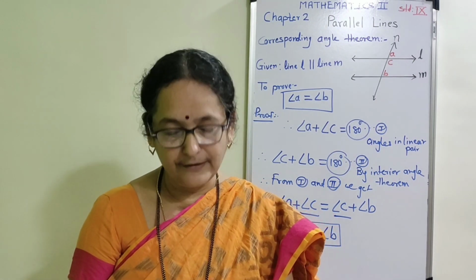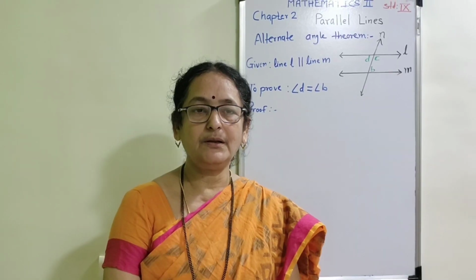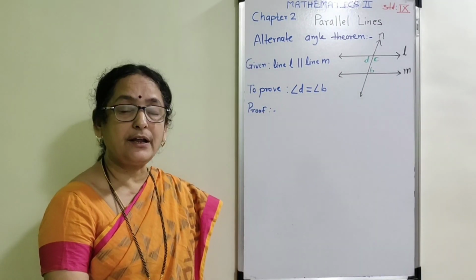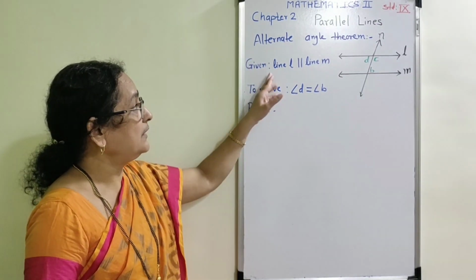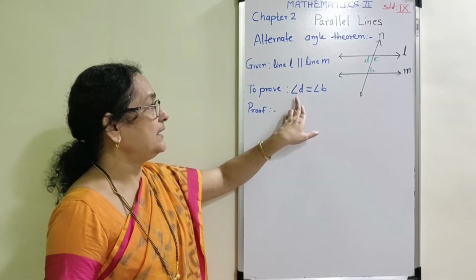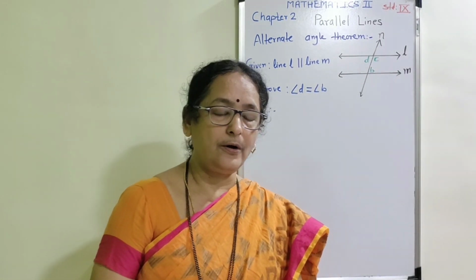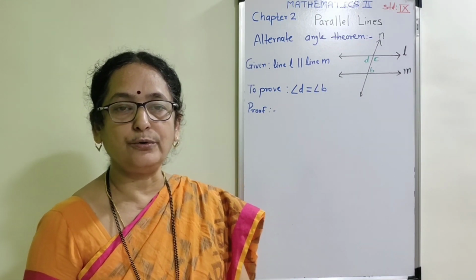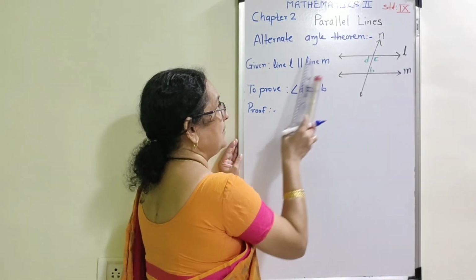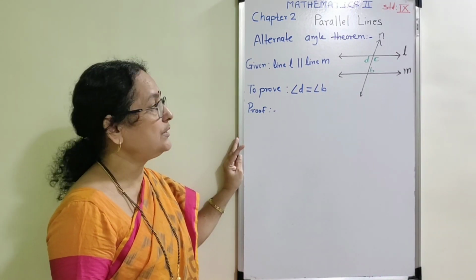Now we will take our next theorem, which is said to be the alternate angle theorem. Students, now we are going to learn our third theorem, the alternate angle theorem. When two parallel lines are given and their transversal is given, you are going to prove that if the lines are parallel, then the alternate angles are equal, or in other words, the alternate angles are congruent to each other. Observe the given figure. In the figure, line L and line M are given parallel to each other. Line N is the transversal of the two given lines.